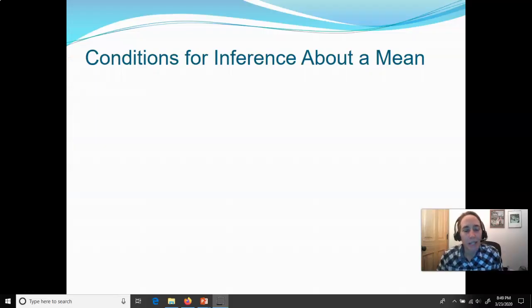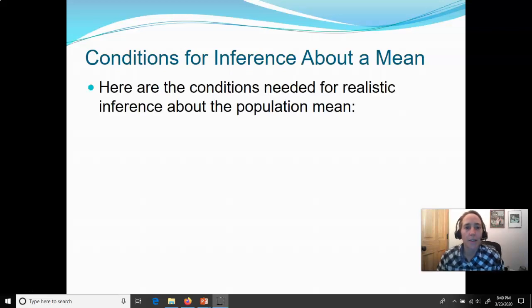As we've seen before, we always have to have conditions for inference, any kind of inference about a mean. So here are the conditions that are needed for a realistic inference about a population mean. If you recall, with chapters 16 and 17, we knew the population standard deviation sigma, but that's not very realistic. Now we actually get to do some problems just using the sample standard deviation, which is going to be great. So it's more realistic to gather data from a sample, a smaller subset of the population, and then glean some information about the population, aka inference.